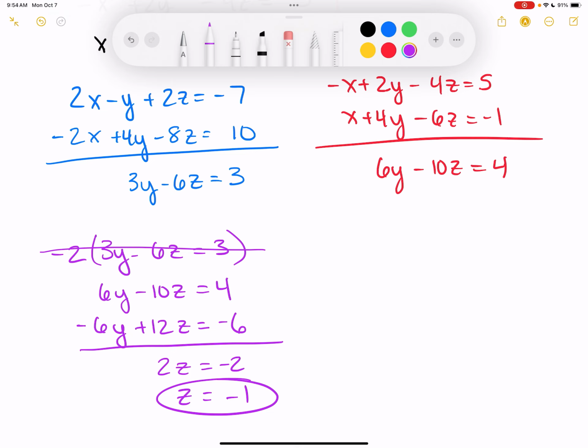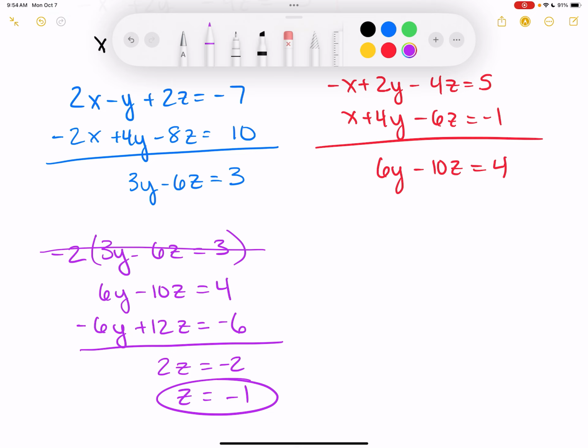Now I have one variable solved for. Any ideas what I might need to do? Plug it into one of the original equations. Definitely not the original, because you still have 2 unknowns in an original. I'm putting it in one of the new ones. I would plug it in either this one or this one that I manipulated. Which one do you want to use? Whichever manipulated one's easiest. The one with the 6y.